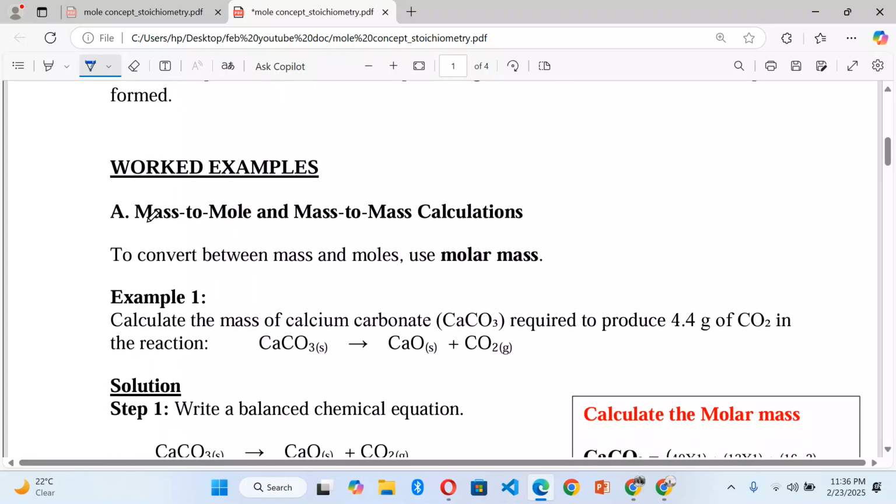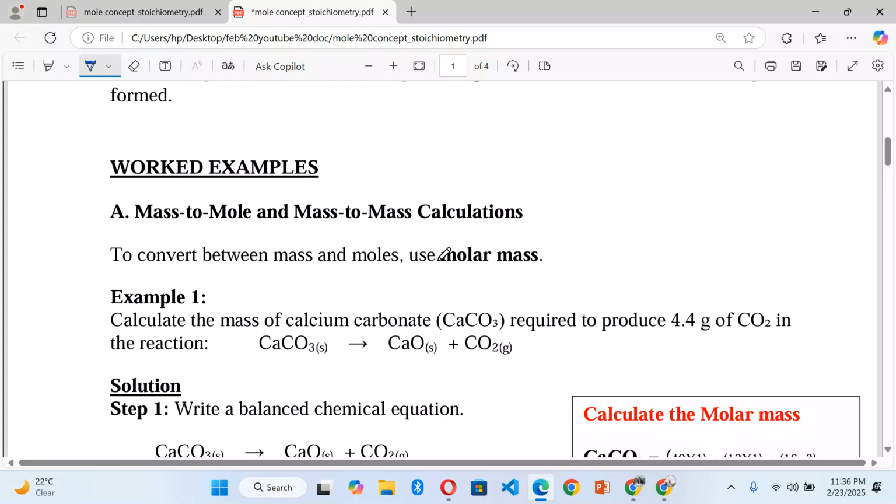So the first example, we're looking at converting mass to mole and also mass to mass calculations. In this case, to convert between mass and moles, we also use the molar mass. In the previous session, we looked at how to determine the molar mass of different elements, and we said the molar mass of any element is given on the periodic table. So we can always check the periodic table for the molar mass of different elements.